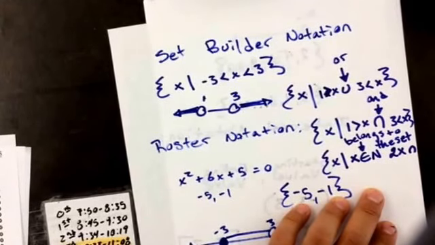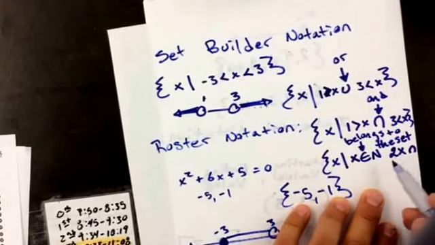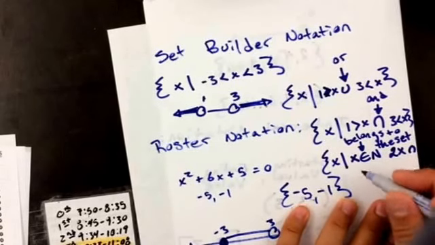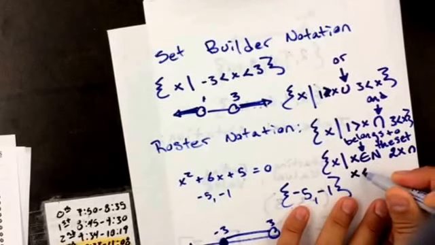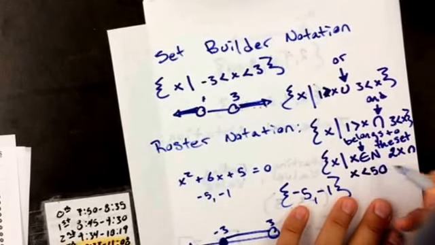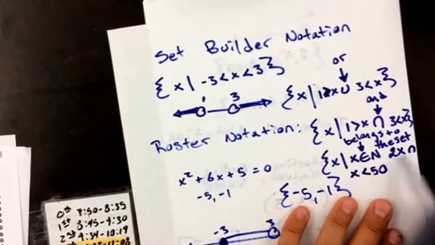I don't know why I got confused there. 2 times 2 is 4, etc. So that's going to give me even numbers. And x is less than 50, because I want it only to go up to 100. So if I do 2 times 50, that's going to give me 100.